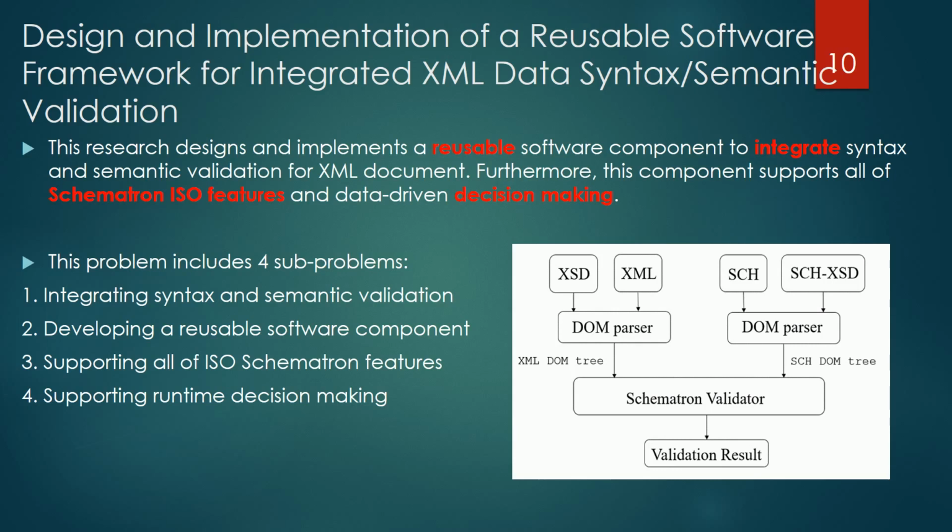This picture shows our design. The DOM parser is first used to validate the XML document against its XSD schema documents, and all information in the XML and XSD documents is represented and stored in the resulting DOM tree to the left. The same DOM parser can also be used to validate the syntax of Schematron documents against its XSD documents. The resulting DOM tree to the right represents the Schematron document.